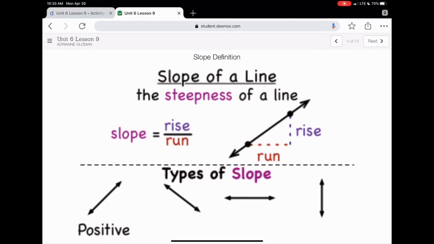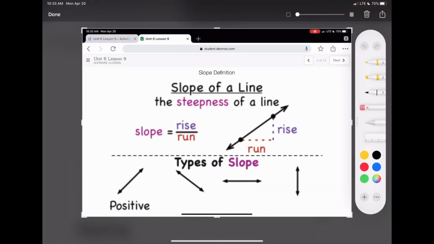All right, so we're here. This is after you're responding to what you think slope means. Now, this slide here has a little bit about what slope means. To start, what is slope?